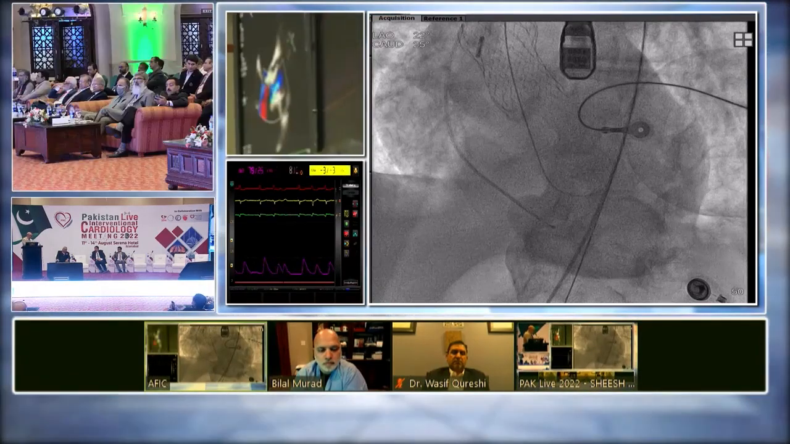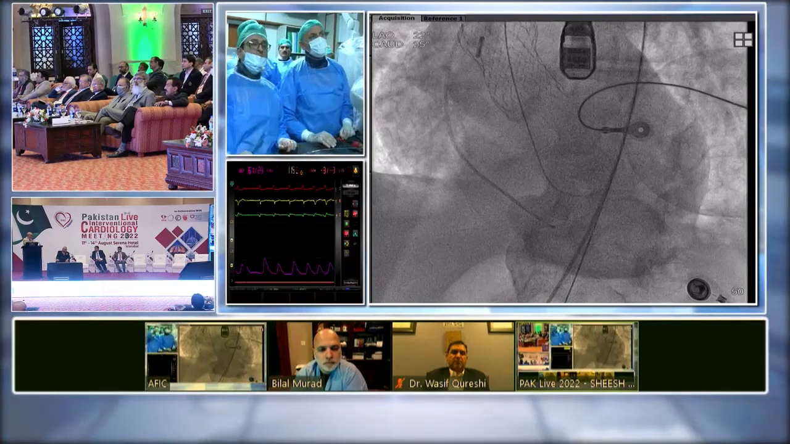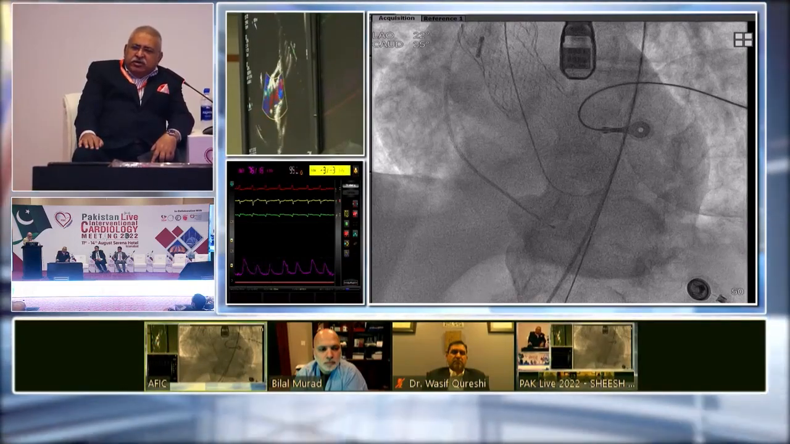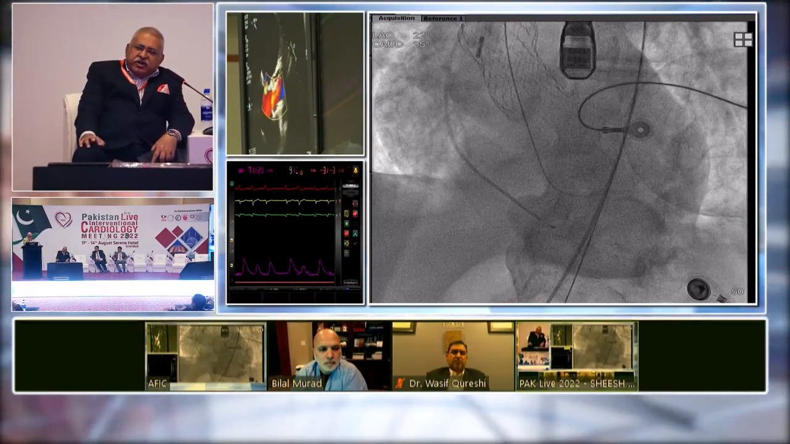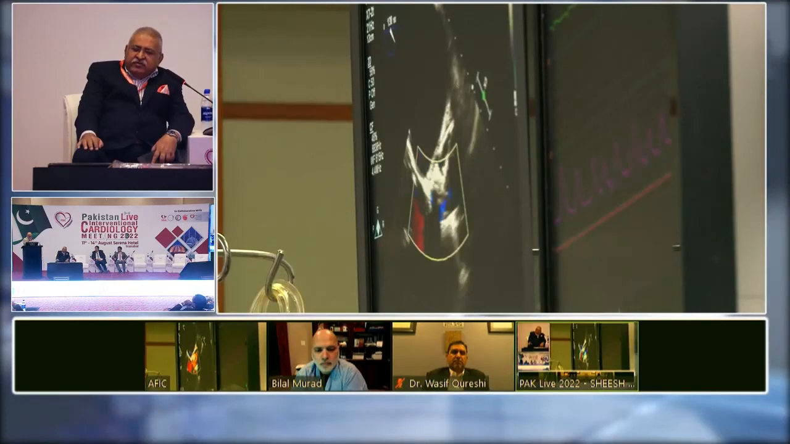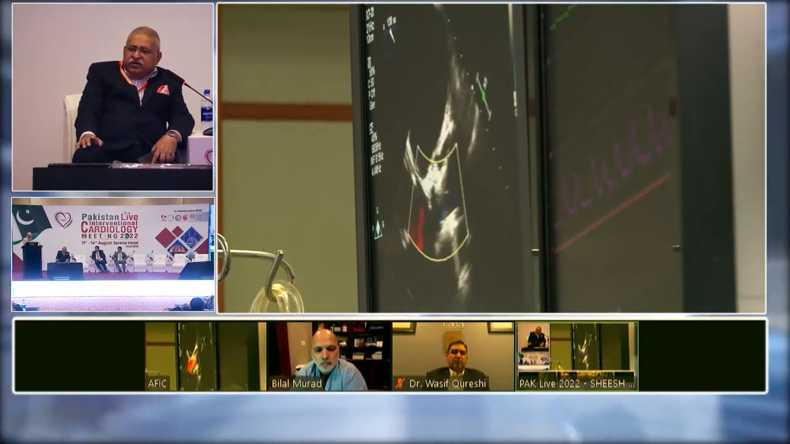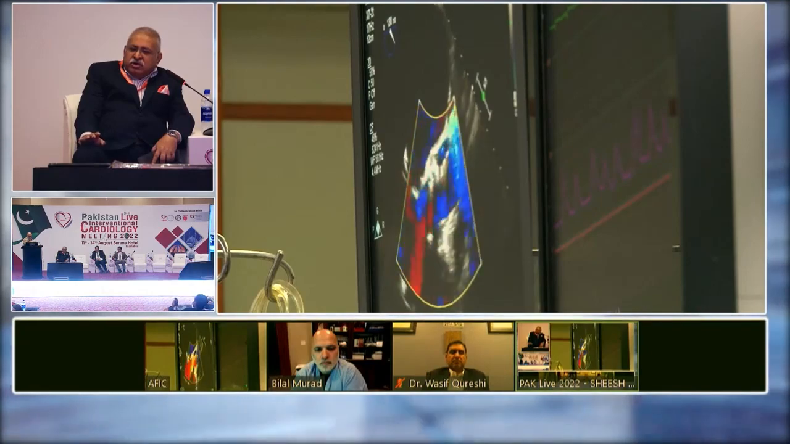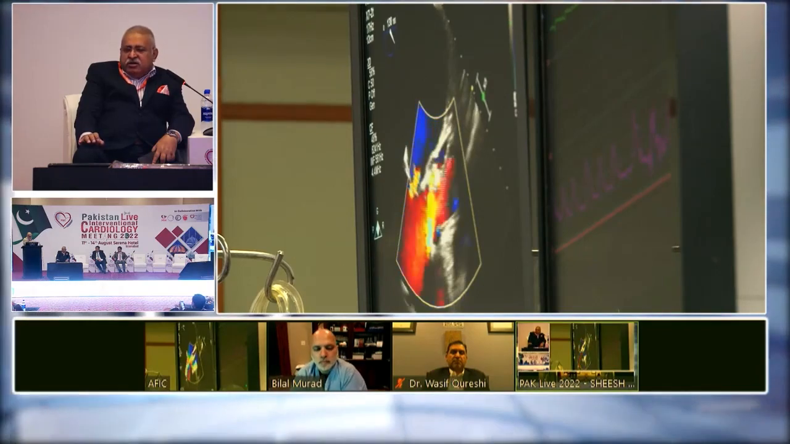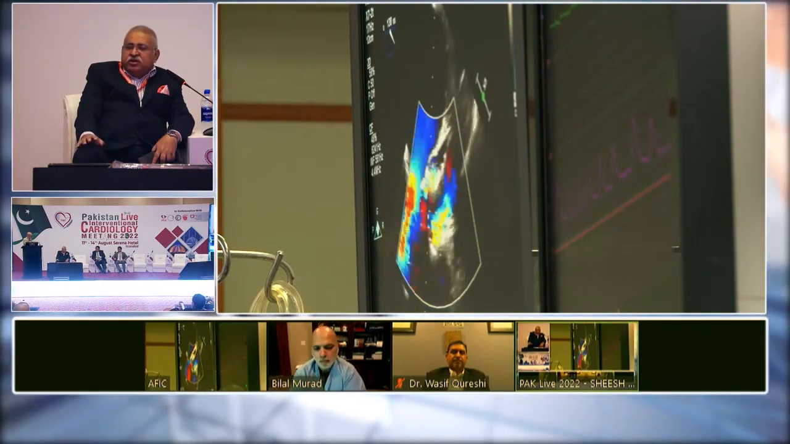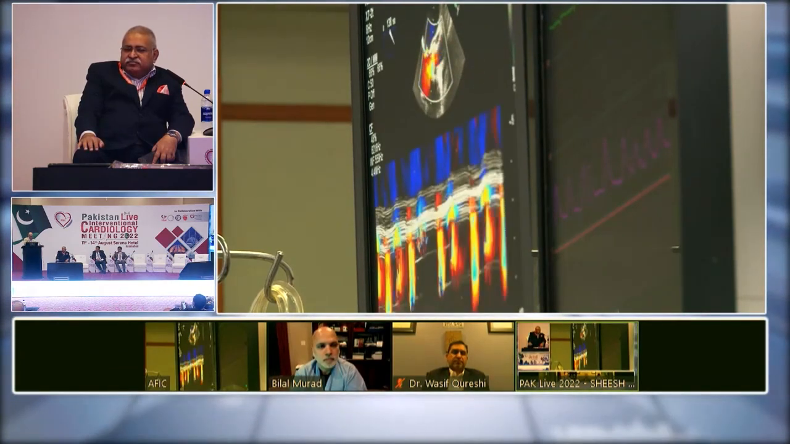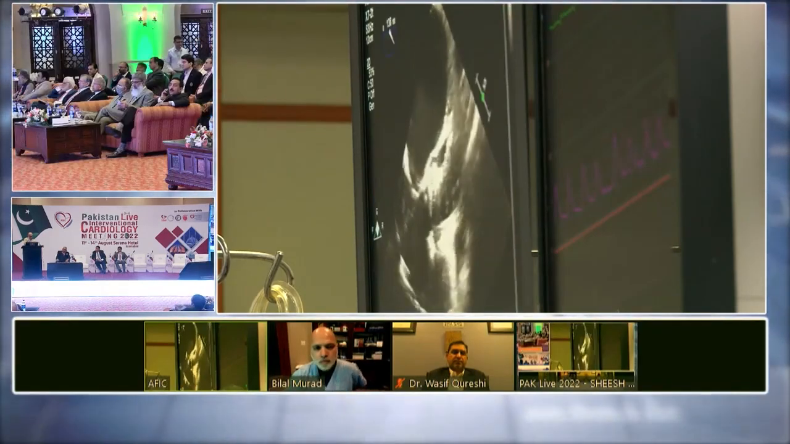Actually, in cusp overlap view, we start with the middle of the pigtail and just a little bit down. And then after implantation, we regularly check in the LA view and an RA view and see for any parallax before we release the valve. And after we release the valve, we do aortogram to see for any paravalvular leak or any AR. And then afterwards we decide for any post dilation if the valve is not completely opened or any paravalvular leak. In a case with this amount of calcification, there's always going to be some leak.